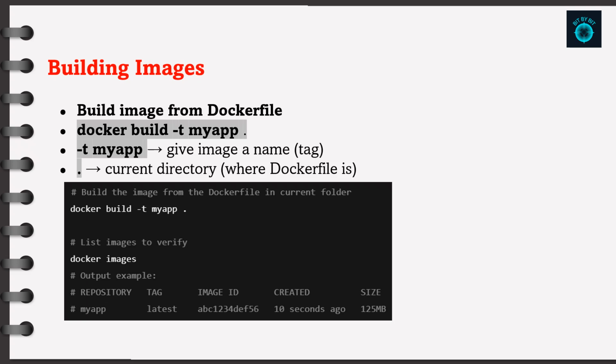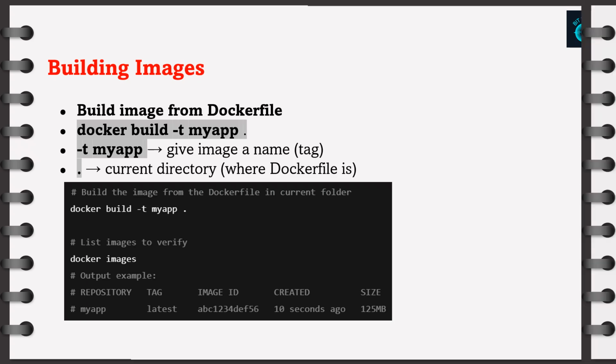The dot at the end represents the current directory. Docker will look for the Dockerfile in that directory and use it to build the image. When you run this command, Docker will process each line of the Dockerfile step by step. It may download the base image, copy your files, and prepare everything into a final image. After the build completes, you will see your new image listed when you run docker images.